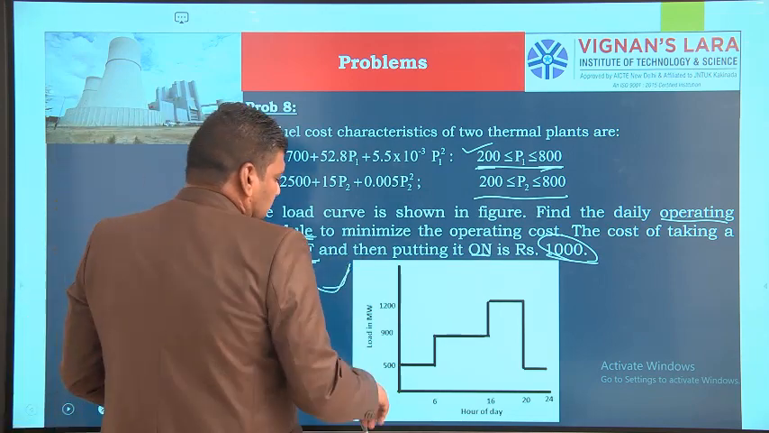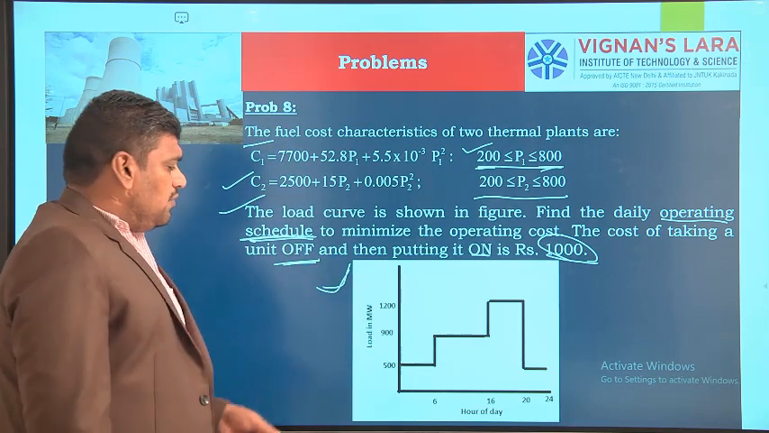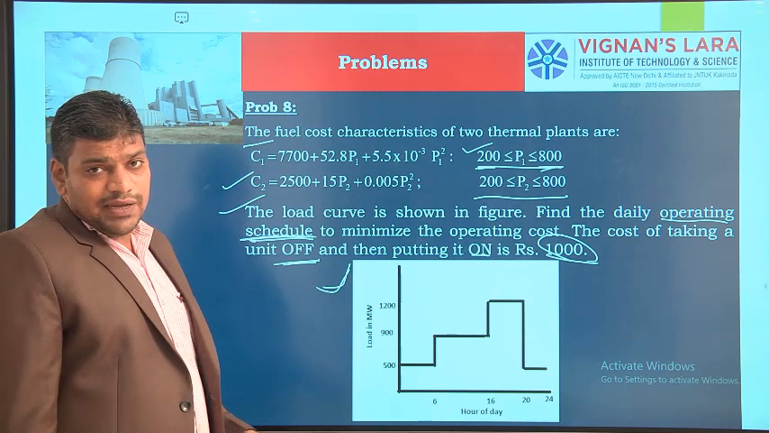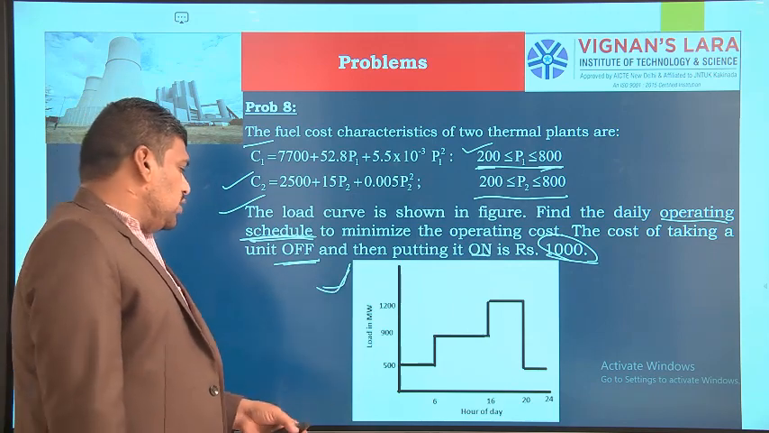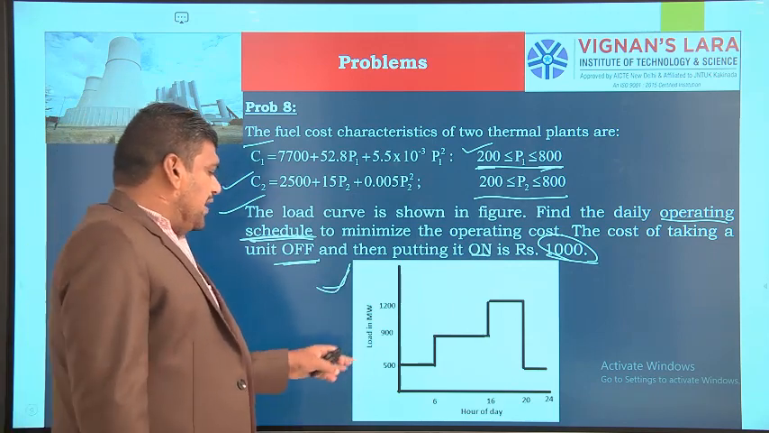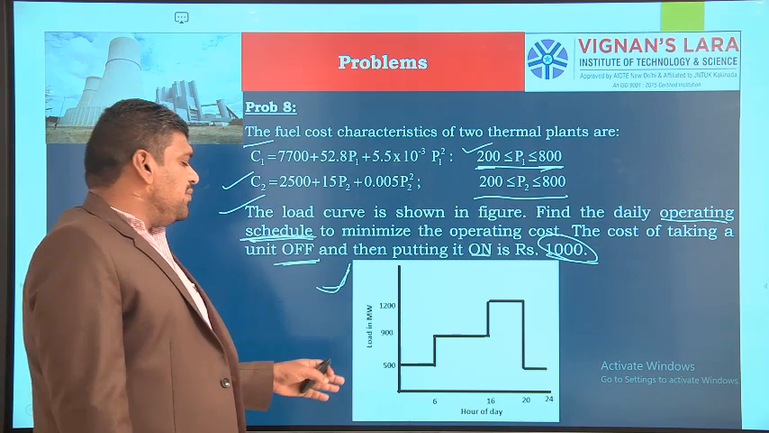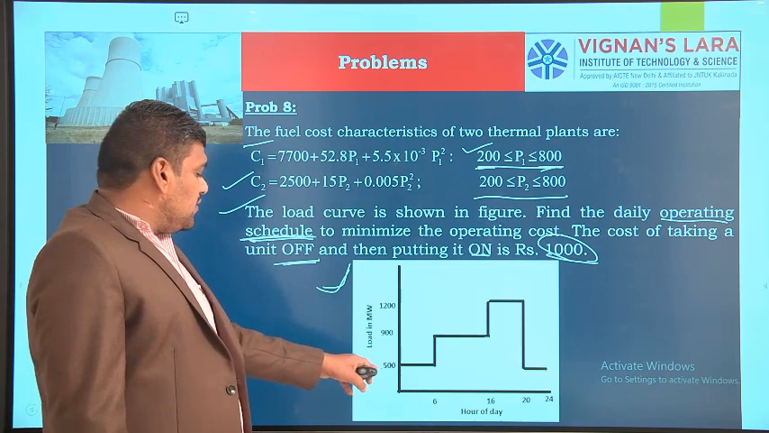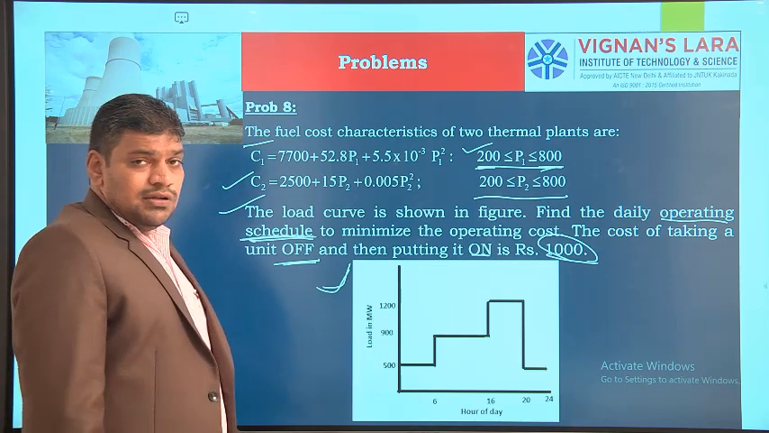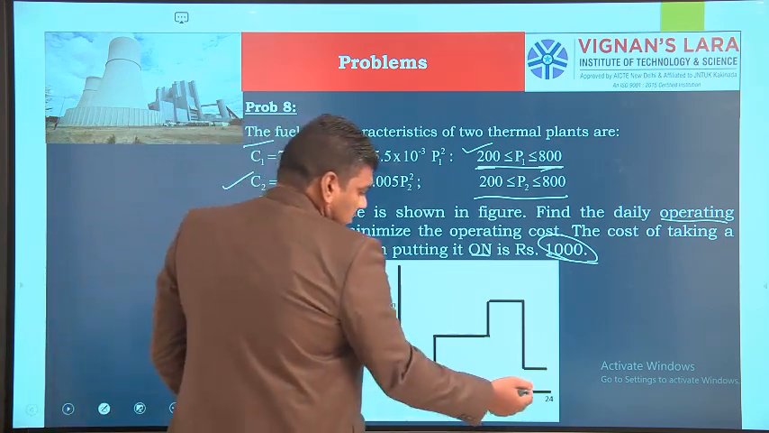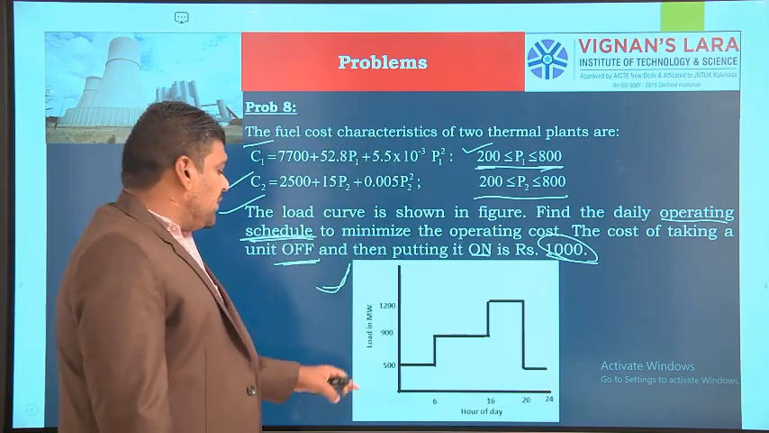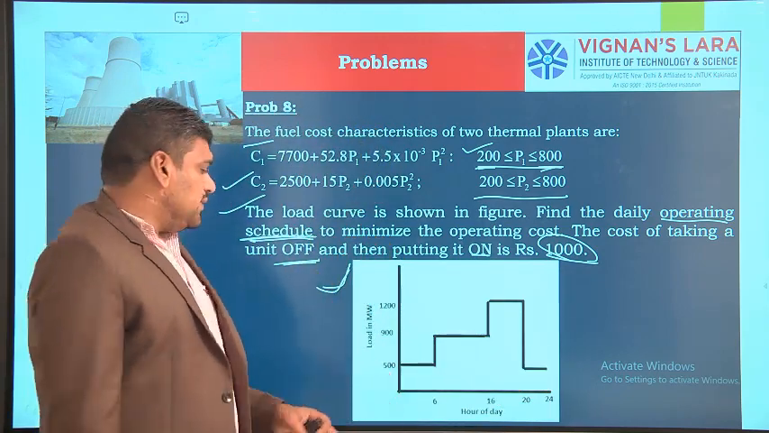When you observe the load curve, you will have three steps: 500 megawatts of load, 900 megawatts, and then 1200 megawatts of load. 500 megawatts is for a period of 10 hours: 0 to 6 and 20 to 24, which is 4 hours. So 6 plus 4, 10 hours. The 500 megawatts exists for 10 hours.